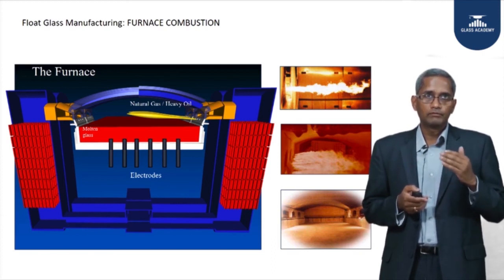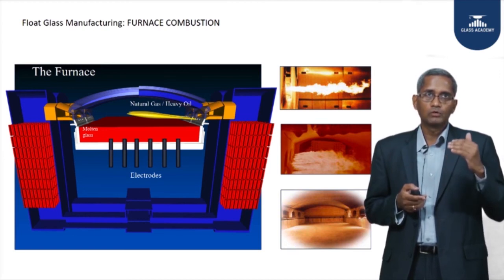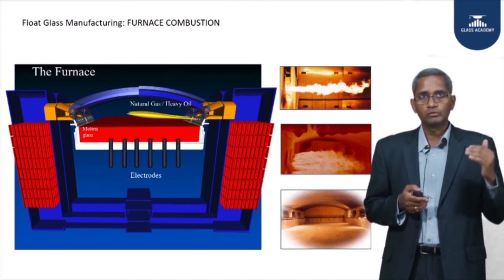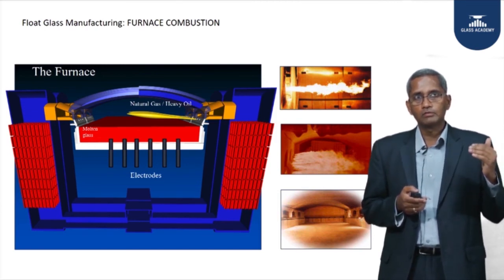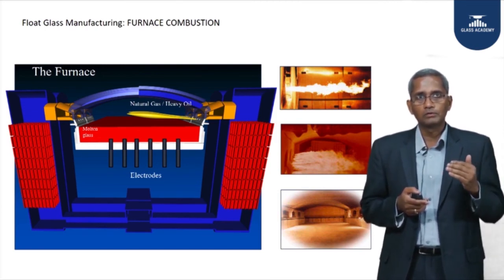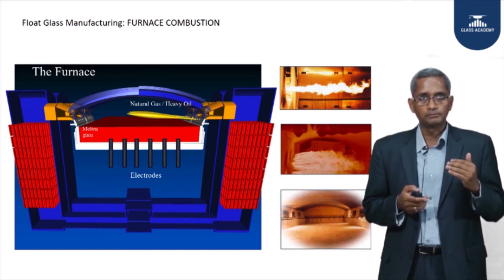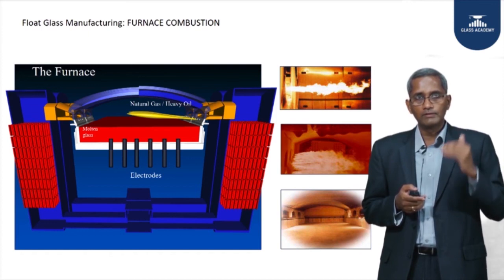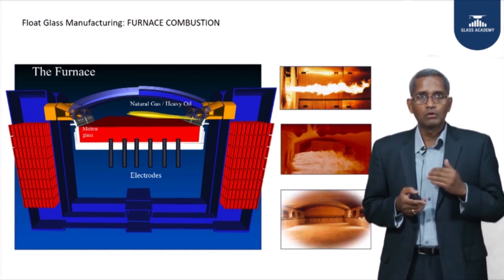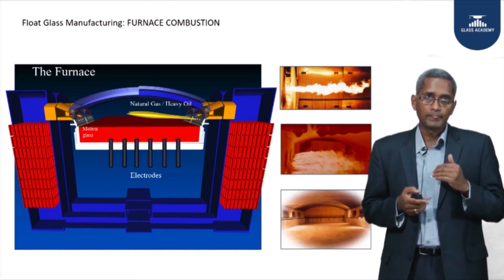So, with right hand side firing, and the heat going into the glass, the waste gas goes out of the furnace through the left hand side regenerators. When it goes out, the temperature of the flue gas is around 1450 degrees centigrade. In order to maintain the temperature at 1600 inside the furnace, there is no other way but to let the flue gas go out at 1450 degrees centigrade.